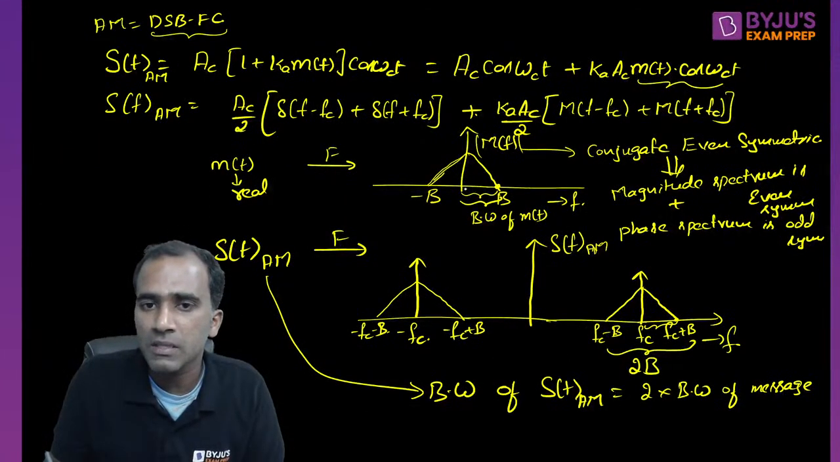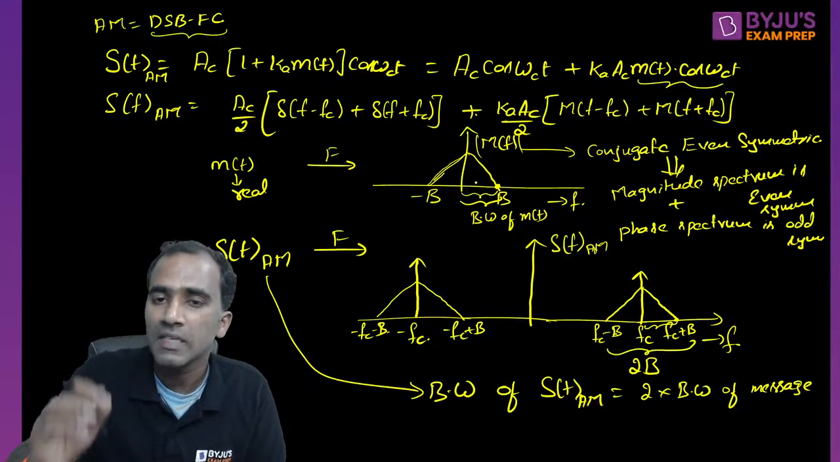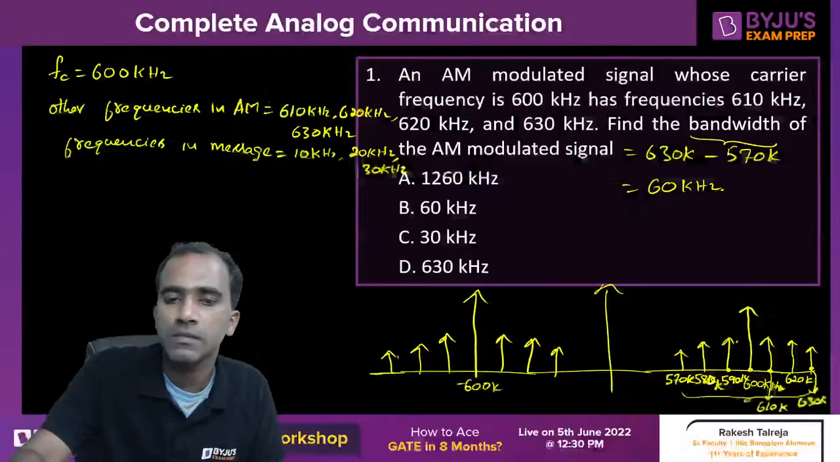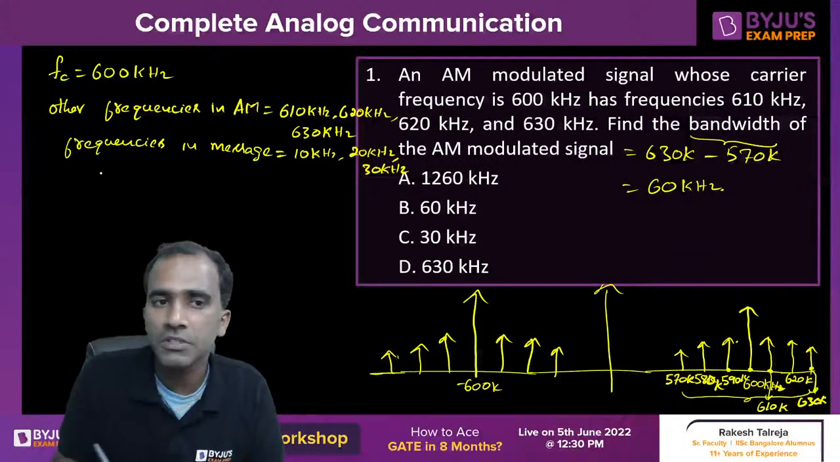What is the highest frequency in the message? 30. 30 is the highest frequency. What is the message bandwidth? 30 kilohertz. So the bandwidth of the AM modulated signal is 2 times the bandwidth of the message. What is the bandwidth of the message? Just now we have figured out: there are 3 frequencies in the message, 10, 20, and 30 kilohertz. 30 is the highest, so you can substitute 30 here. 2 into 30 is 60 kilohertz. See how easily we can solve the question.